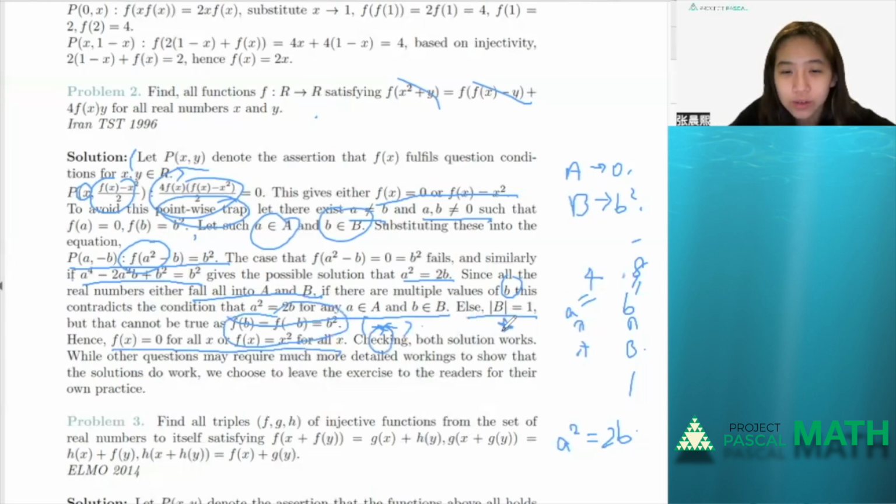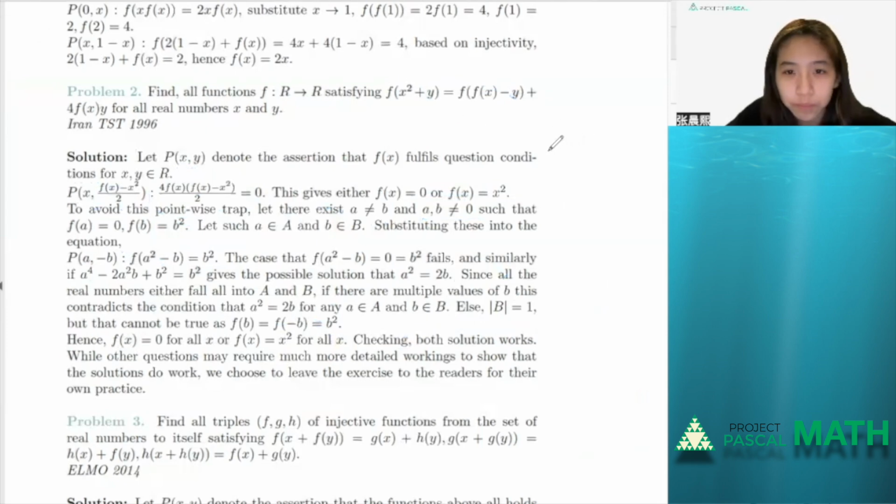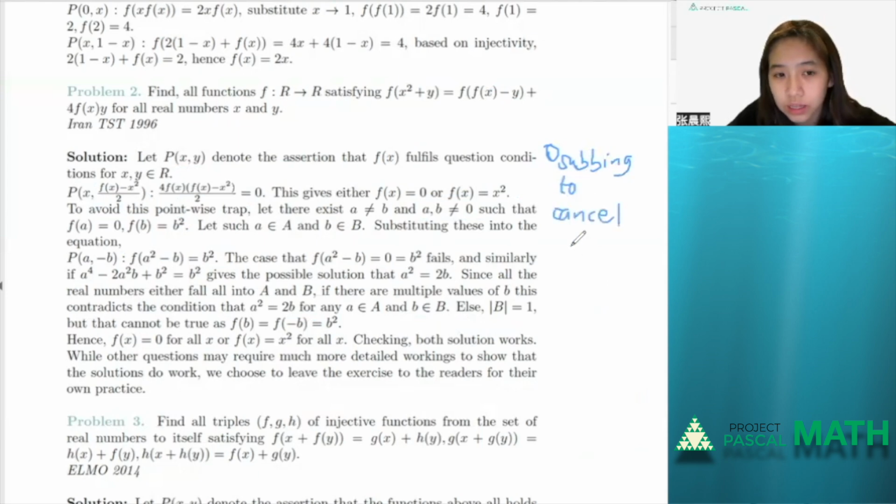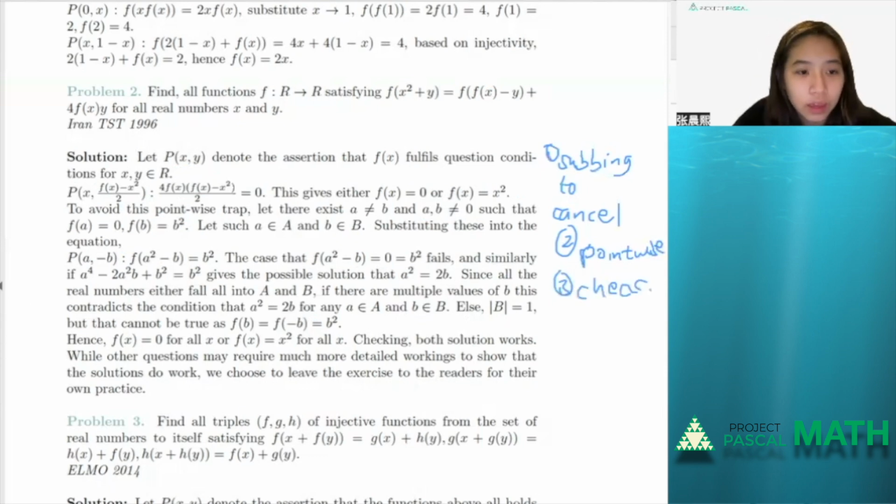I simplified it to reduce some time, but then you have to check to make sure that your solutions do work, and then also check for the pointwise trap. So for this, sub to cancel, and then second one is pointwise. Third is check. Yeah, these are like the learning points.